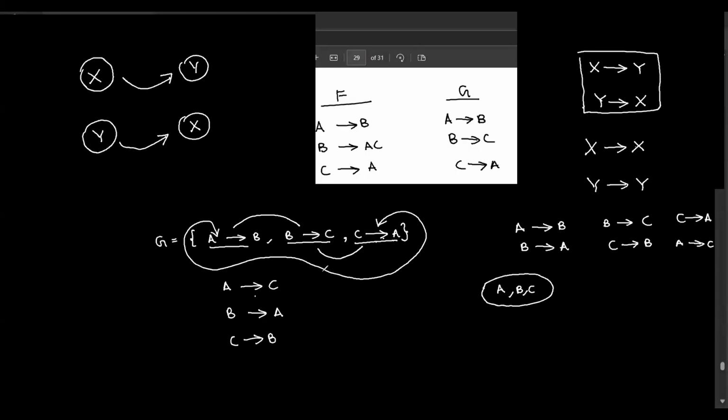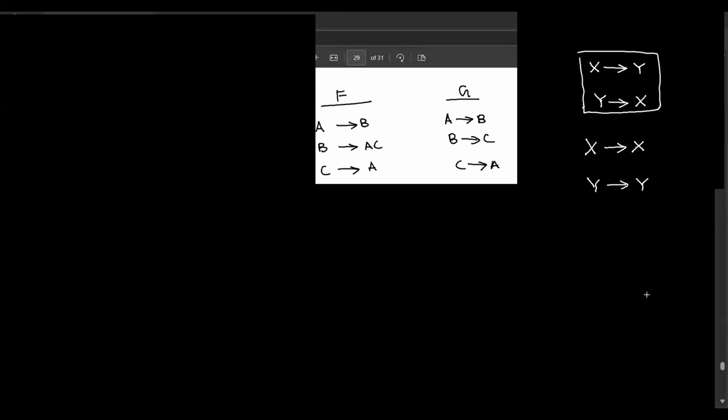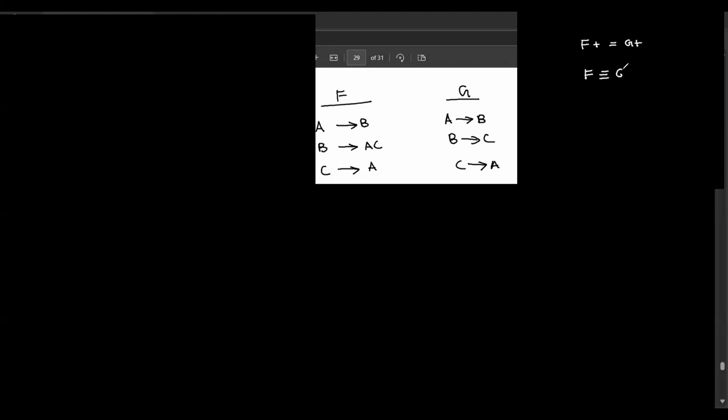So we now have a clear idea on the functional dependencies that you can derive from G. But in this question, that is not important, because the question asks us to show that F is equivalent to G. For that, I just have to show F plus equals G plus, and that will prove that F is equivalent to G.